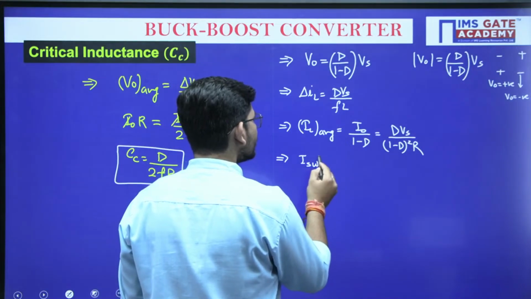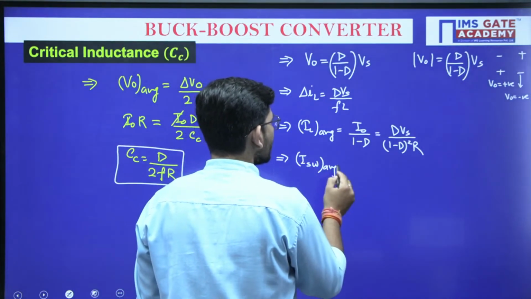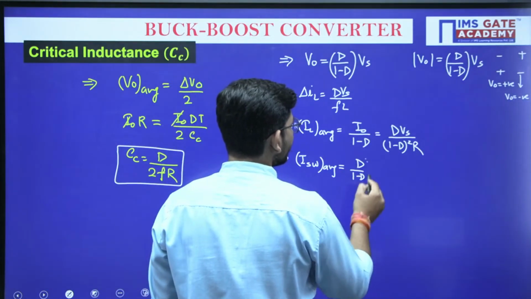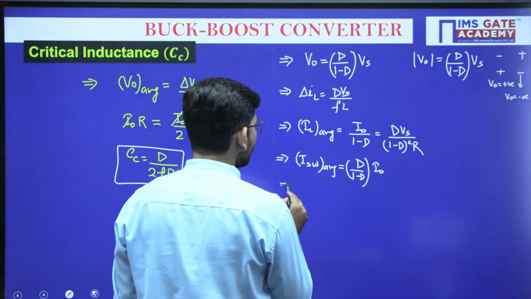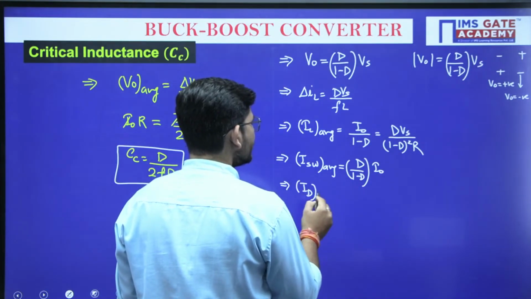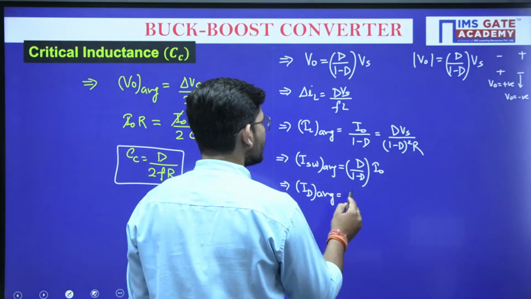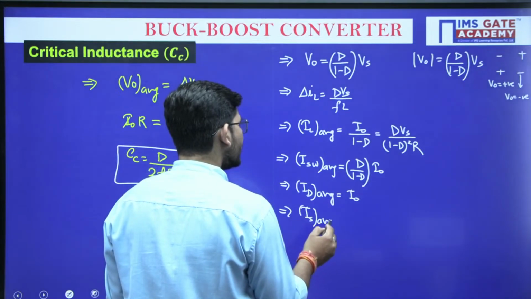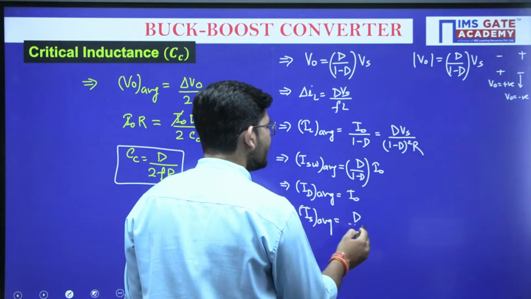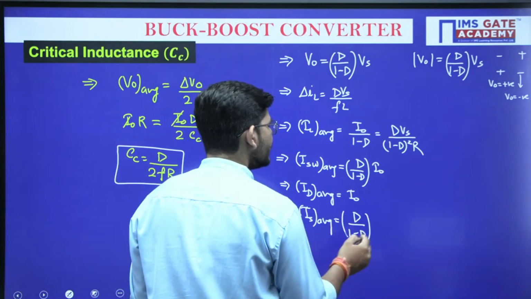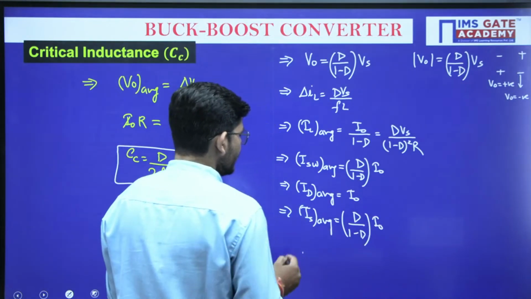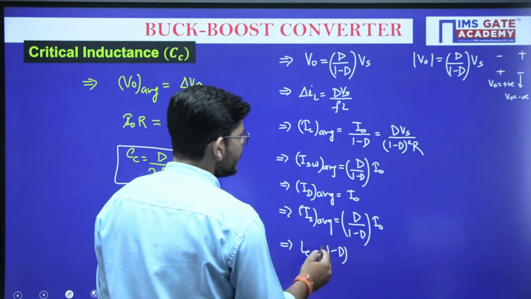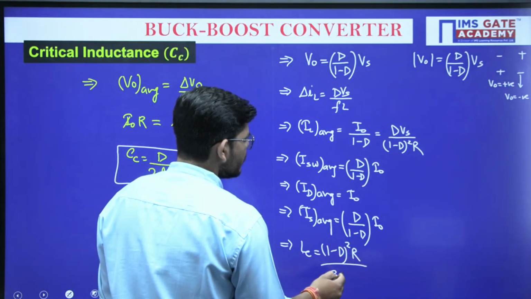What is the average switch current? Average switch current was d upon 1 minus d times I naught. What is the average diode current? Average diode current that we have is equal to I naught. What is the average source current? Average source current is related to average output current in the same manner as the input and output voltages are related to each other. Now what is the critical inductance expression? This is 1 minus d square R by 2f.